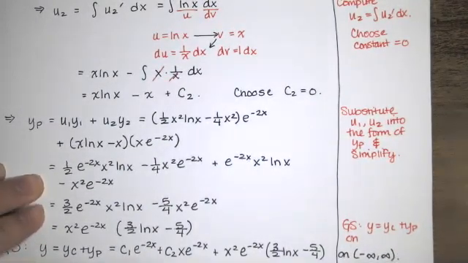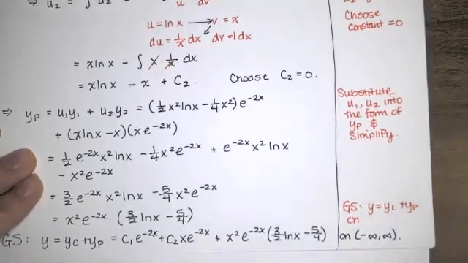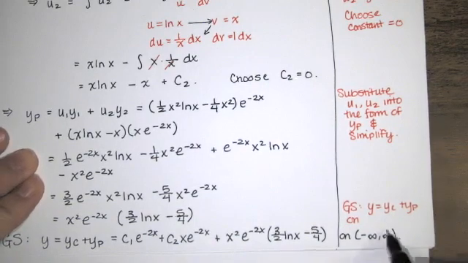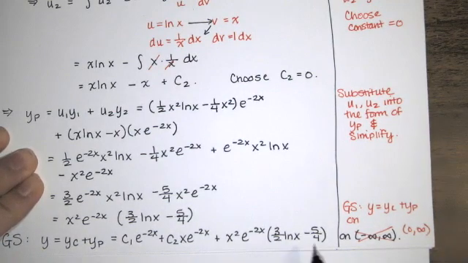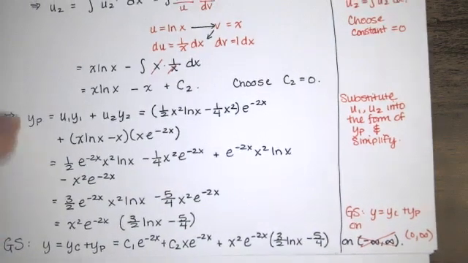And oops, I stated an interval of existence that's incorrect. That original differential equation had a natural log in it, so it should actually be 0 to infinity. Because natural log is only well defined for an argument that is strictly positive. Sorry about that.